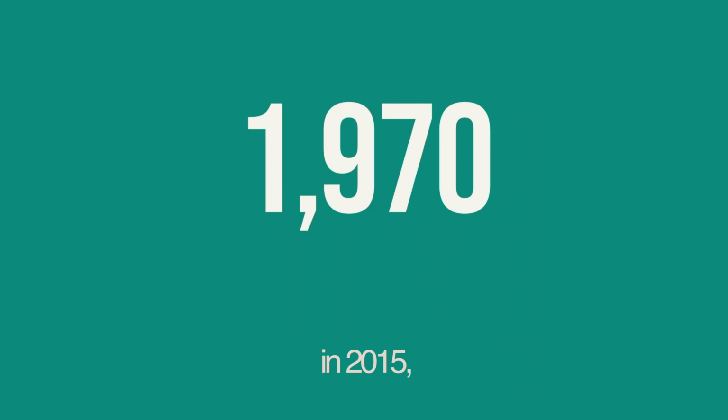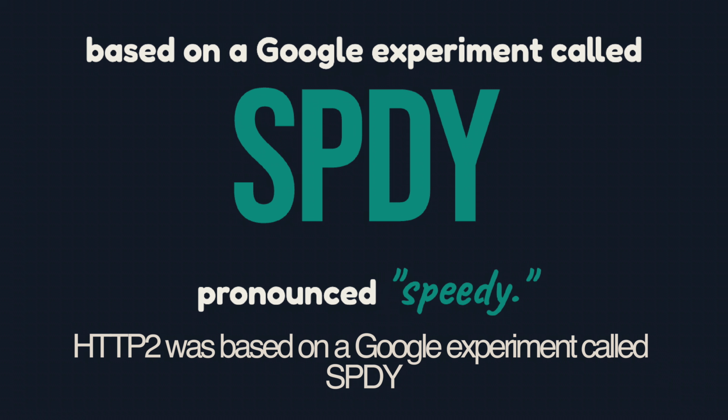Now the breakthrough: in 2015, HTTP 2 was released. HTTP 2 was based on a Google experiment called SPDY.